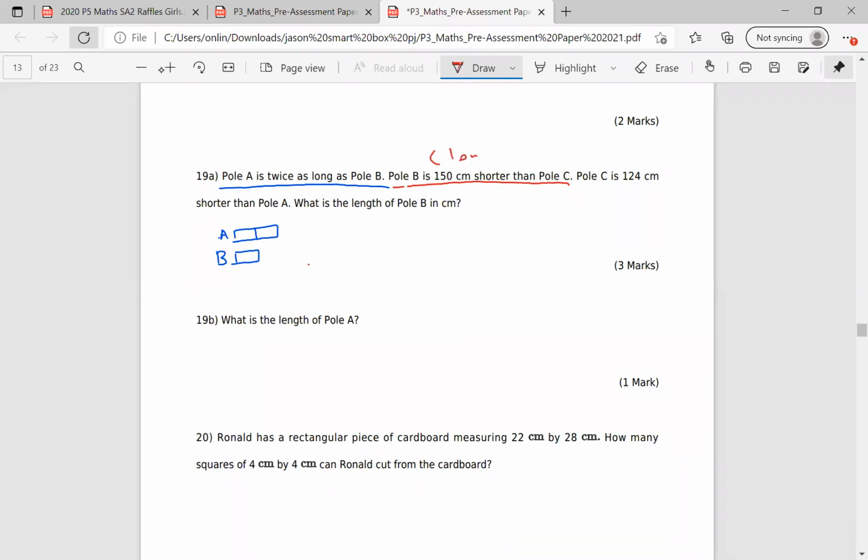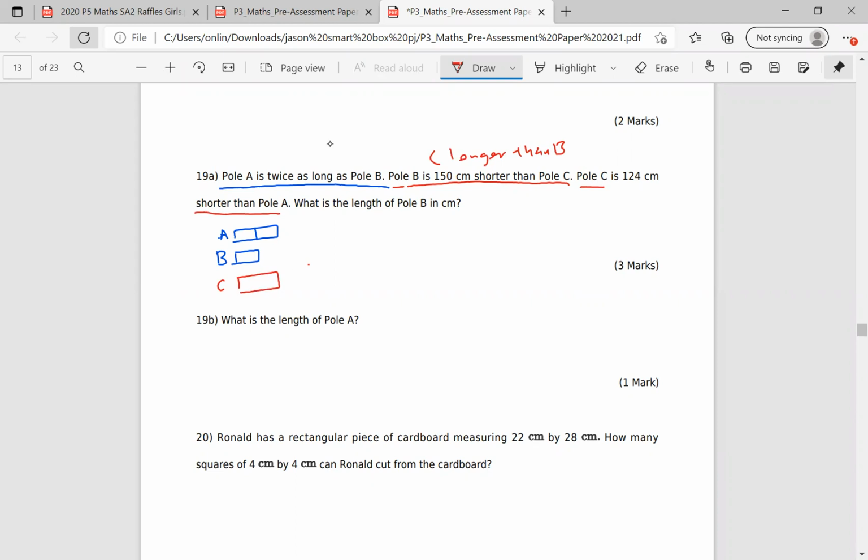C is longer than B, because they say B is shorter. And then C is shorter than A. So it means I must draw C in between A and B. This is the part where most students will make mistakes, from what I see from the question answers.